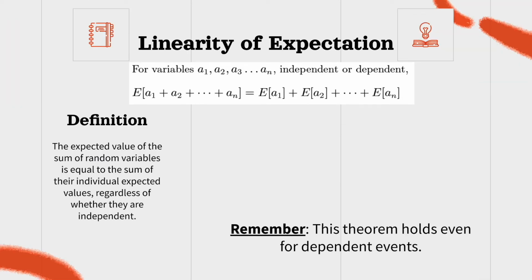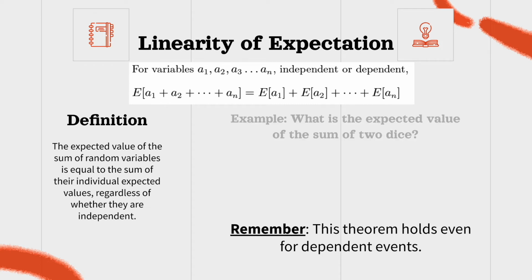To begin, let's look at the linearity of expectation. First, let's define it. The expected value of the sum of random variables is equal to the sum of their individual expected values, regardless of whether they are independent. Remember, this theorem holds even for events that are dependent. At the top, the formula is shown. The expected value of a1 plus a2 plus an would equal the sum of their individual expected values.